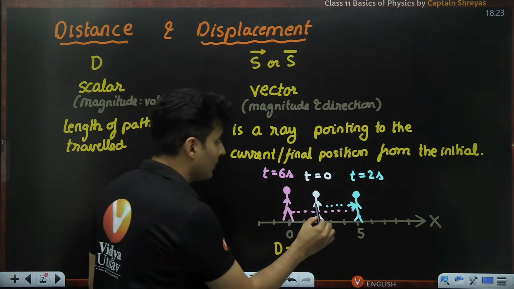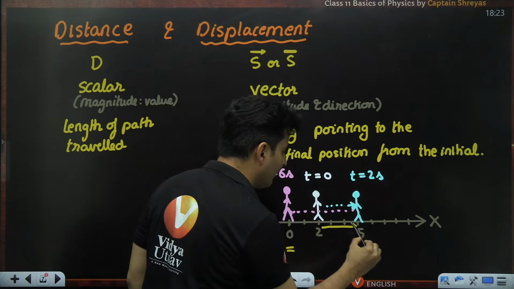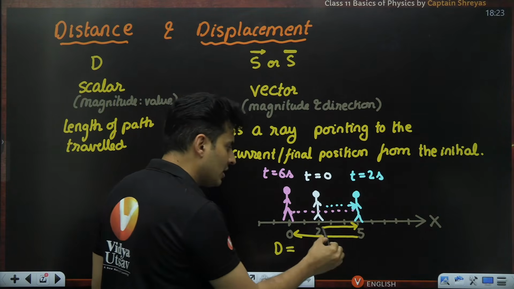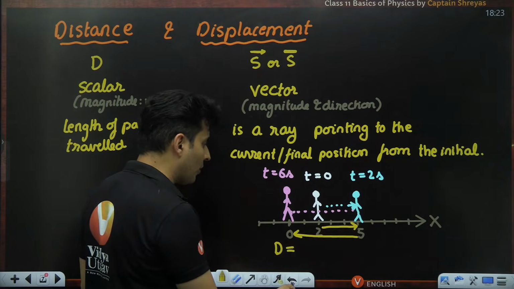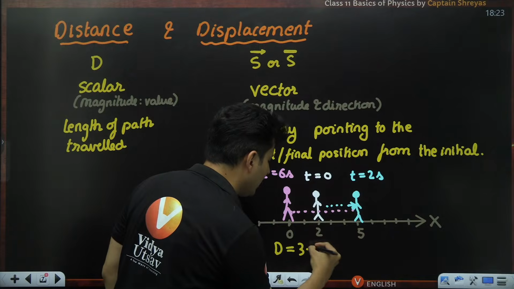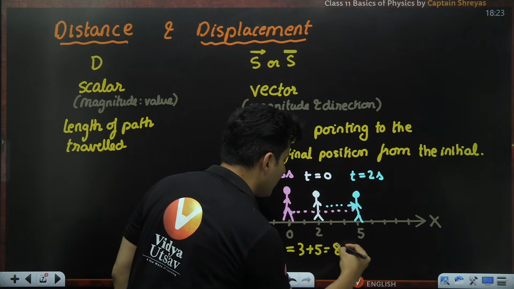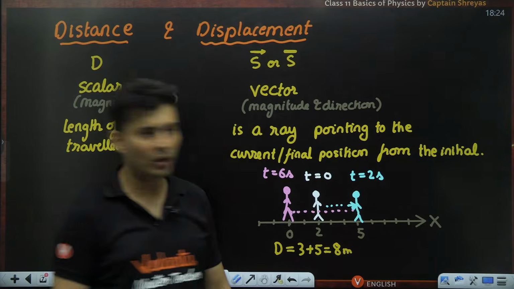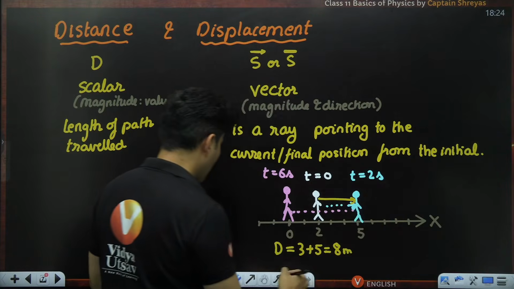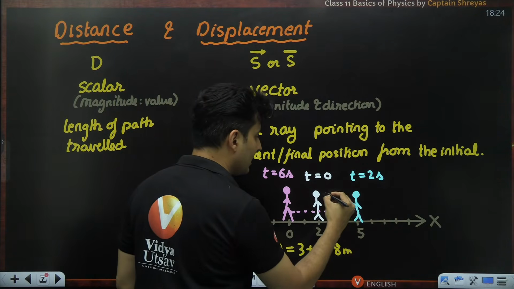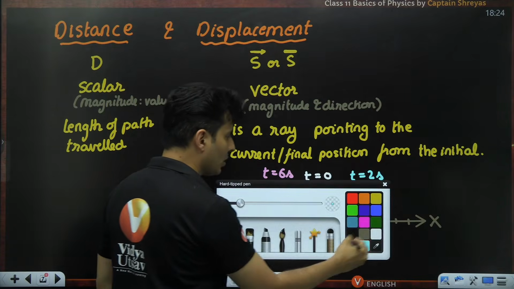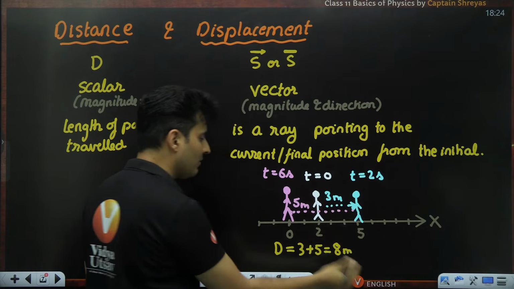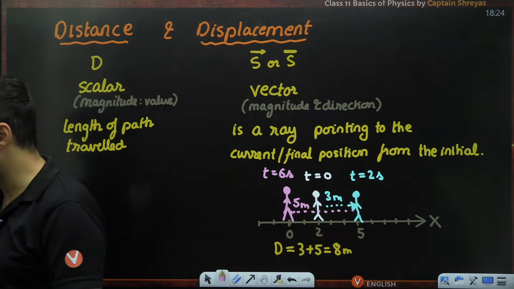Length of the path traveled. You moved 3 meters in the front, and from here to here, how many meters? 5 meters backwards. So 3 meters front, 5 meters backwards. So how much will it be? 3 plus 5, which is basically 8 meters. I have moved 8 meters. Everybody gets this point. So initially that will be 3 meters, and from here to here, this length is 5 meters. So 3 plus 5, 8 meters, is the distance traveled.